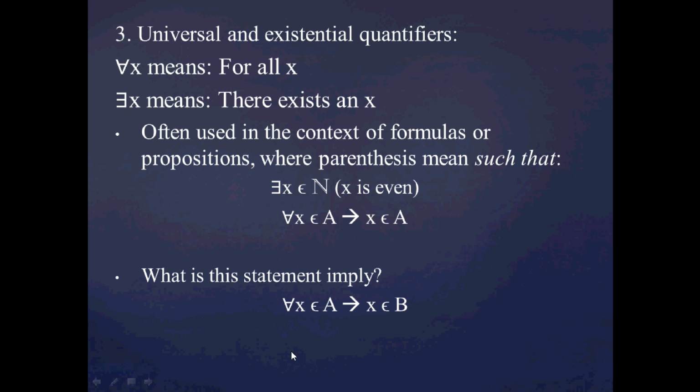Well, first let's read this. On the left-hand side we have, for all x's that live in A, that implies that that same object, X, is also a member of the set B. So where have we seen that before? For all objects in A, those same objects are also in B. How should we read that statement? Well, remember, that's just the definition of a set being a subset of another set. So this statement is saying the same thing as A is a subset of B.